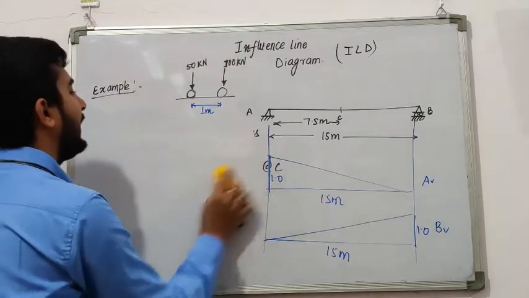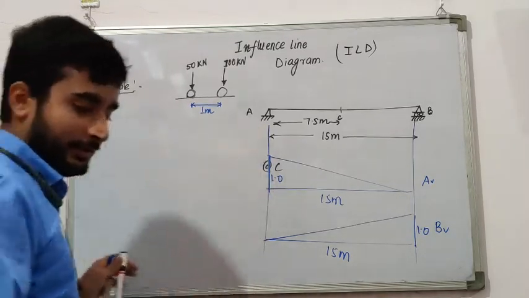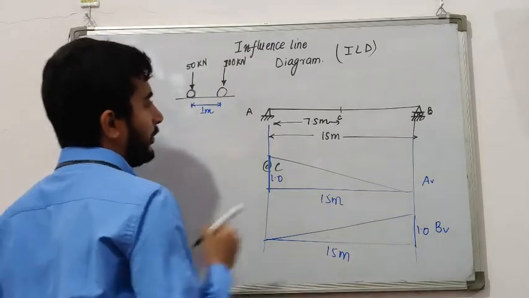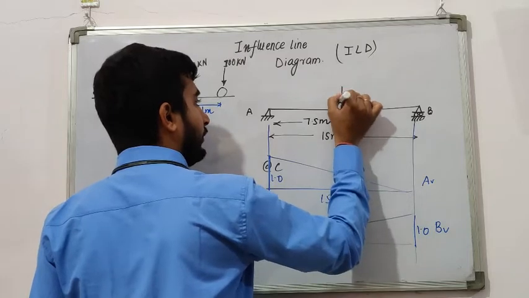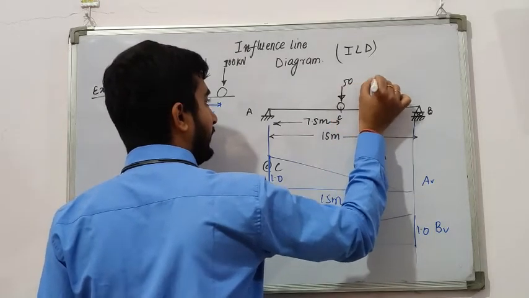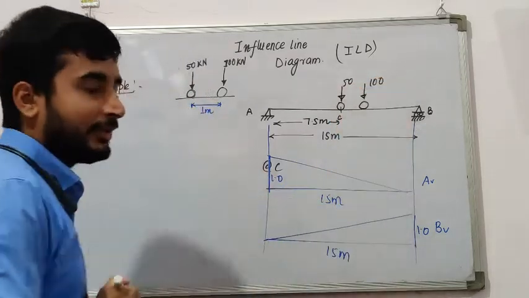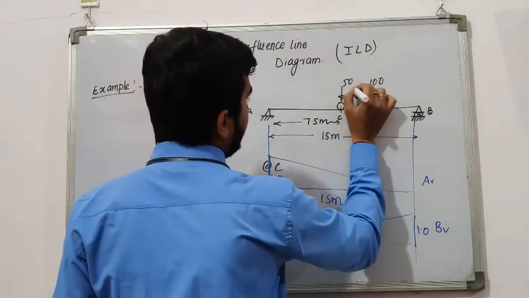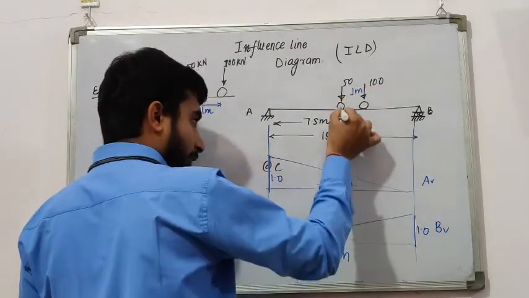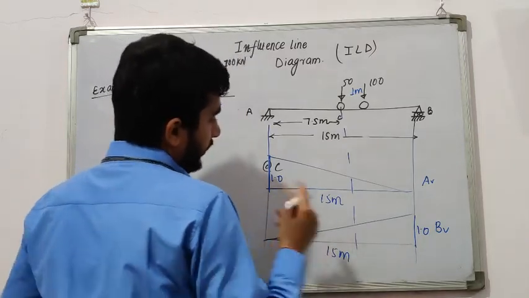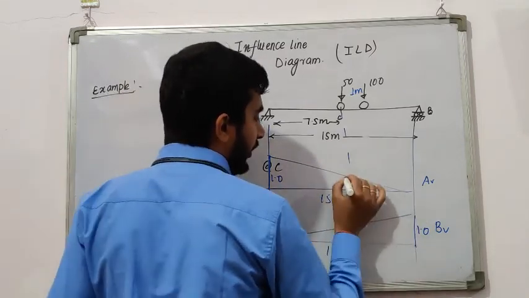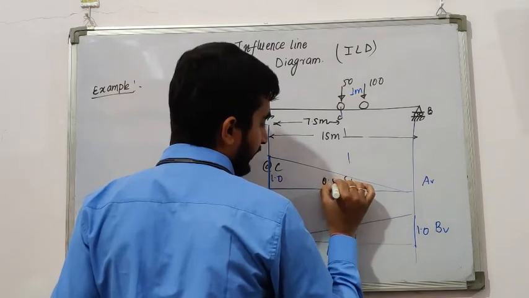Instead of difference, let's find out just the reactions. I'm tending to just find out the reaction. So what I do is, first case is placing 50 here and 100 here in the same alignment. This distance is 1 meter. So remember this. So 15 at center, the ordinate has to be 0.5.